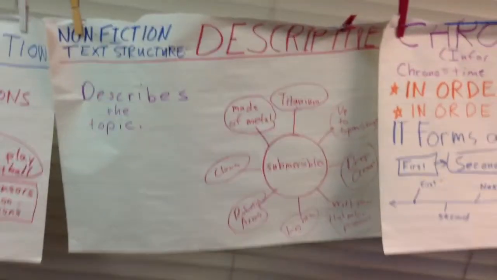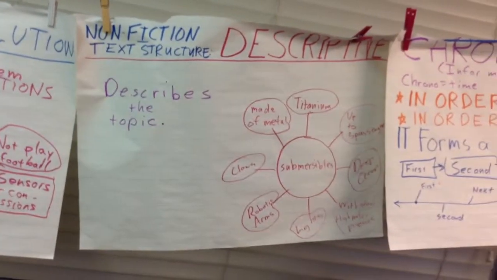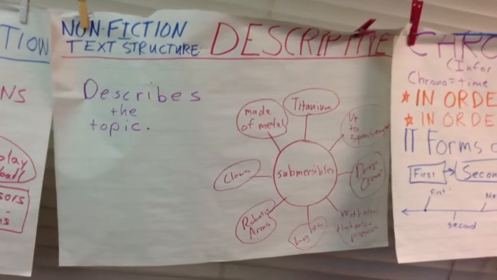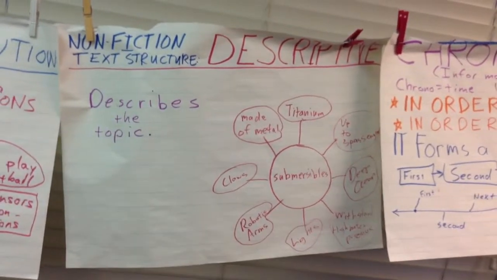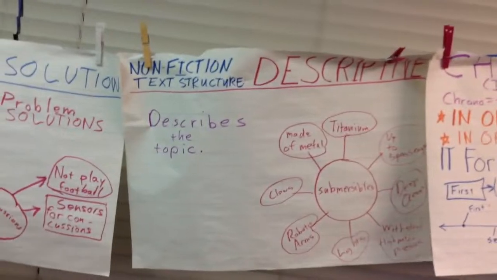We have descriptive text. That's where it centers around a topic. We had read one that centered around submarines or submersibles, and we put that in the center. And then around it, we put the facts and descriptions that we learned to organize descriptive text.